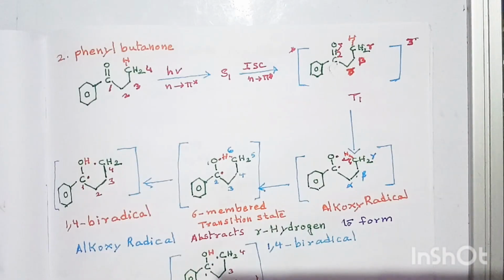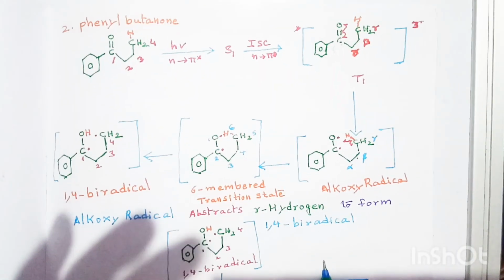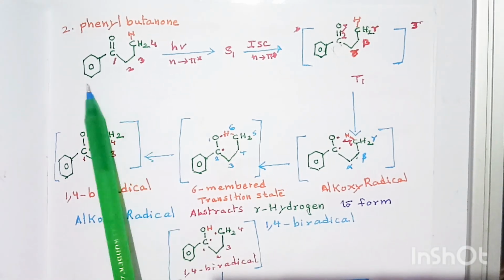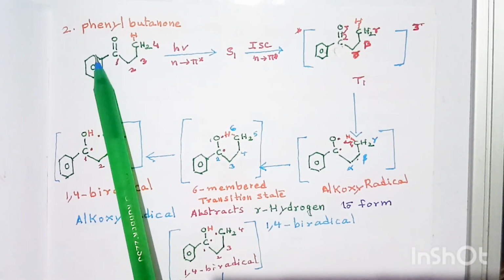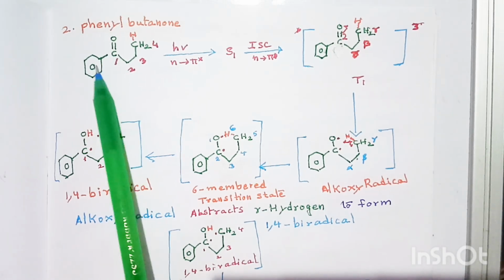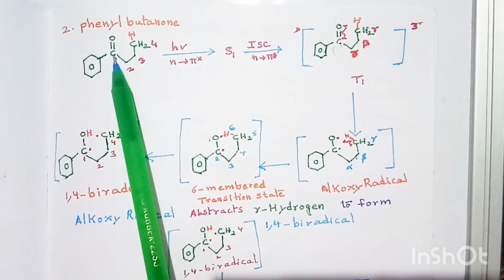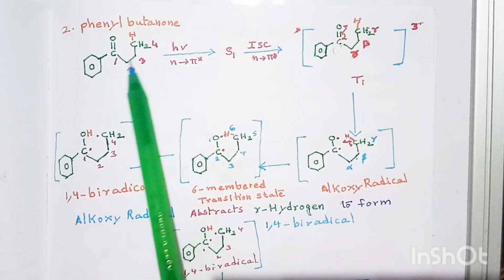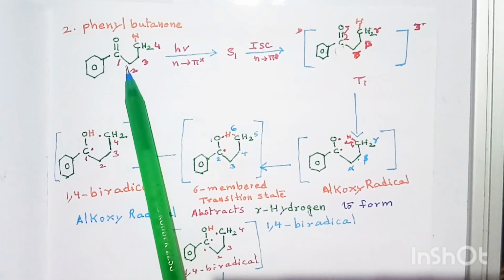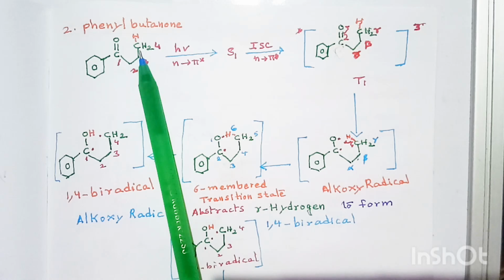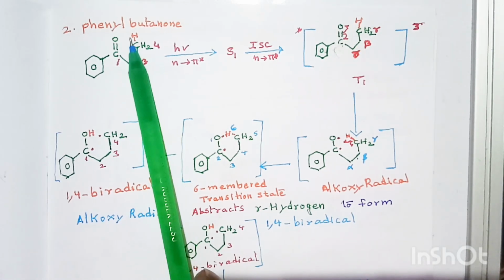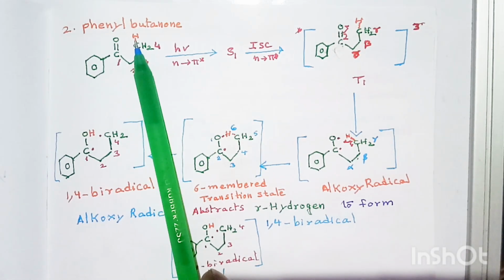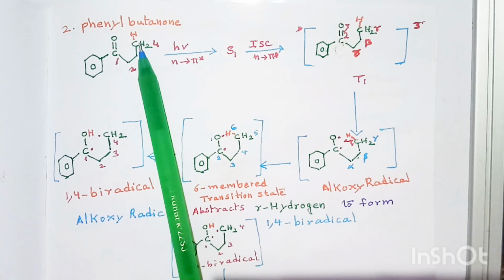Now let us consider one aromatic ketone. This is the aromatic ring, phenyl group C6H5, C double bond O, CH2, CH2, CH2 and hydrogen. This is the alpha carbon, this is the beta carbon, this is the gamma carbon. The gamma carbon has 3 gamma hydrogens. Of that, we have represented 1 gamma hydrogen in orange color.